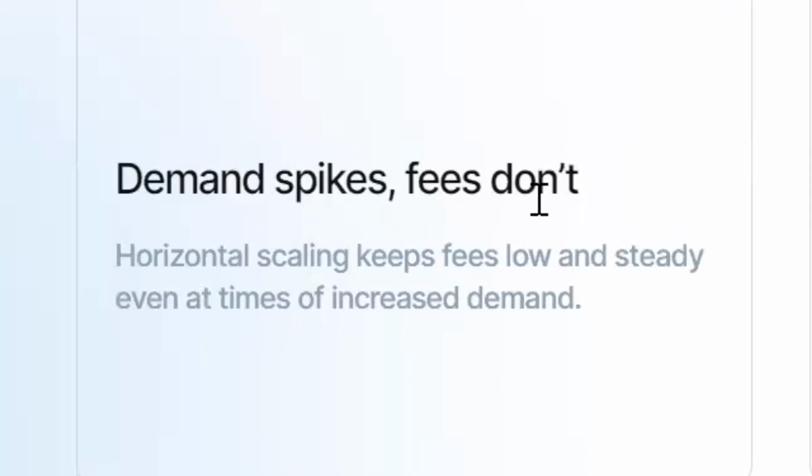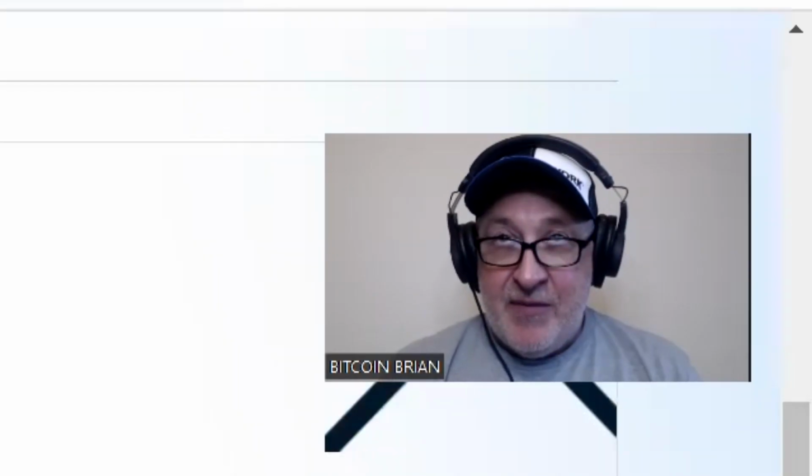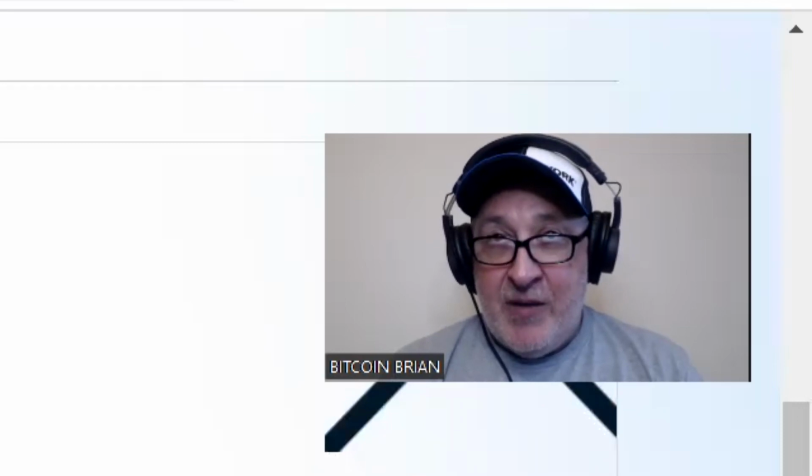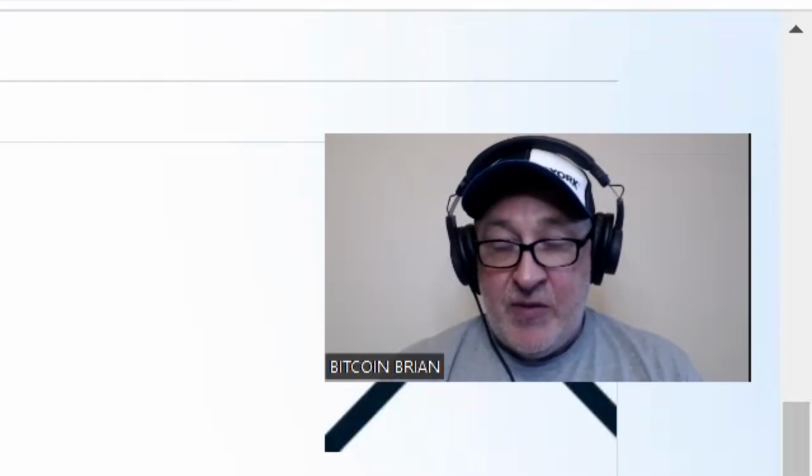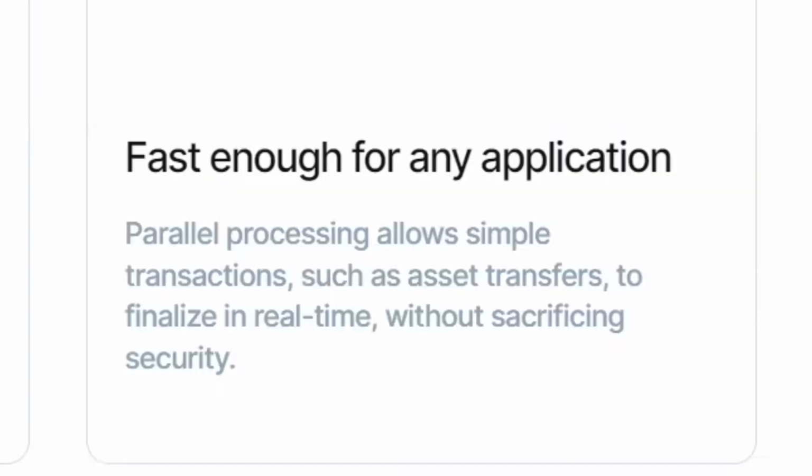Demand spikes. It doesn't mean your fees are going to go up. So this horizontal scaling keeps fees low and steady, even at times of increased demand. Whereas we've seen with Ethereum, when demand went up, there's more transactions, the fees went up. Well, with SWE, that's not going to happen. And it's fast enough for any application.